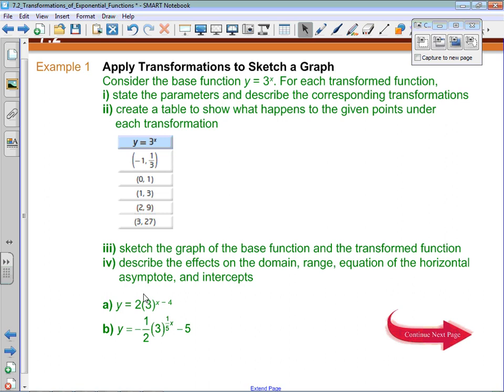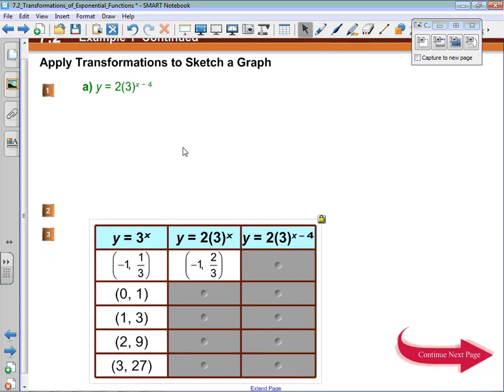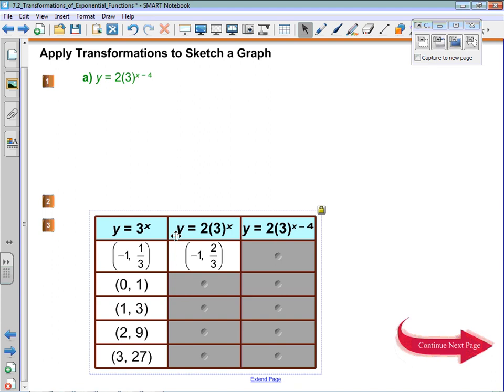So what we're going to do is we are going to work through kind of a table of values. And really importantly, they give us 5 points on y equals 3 to the x. And we're going to talk about how we are changing those points. And then basically we're going to change them and draw a graph.